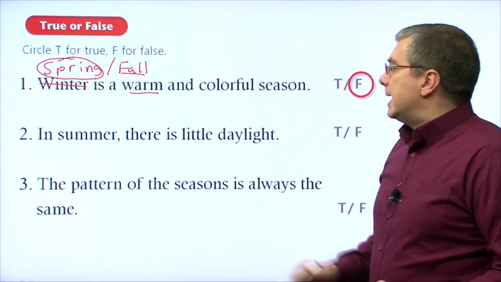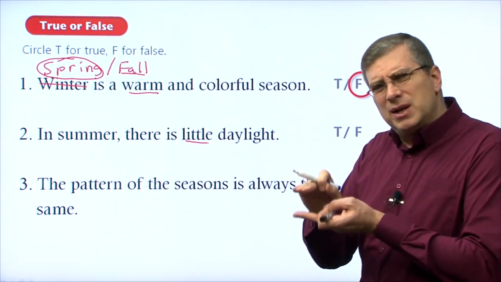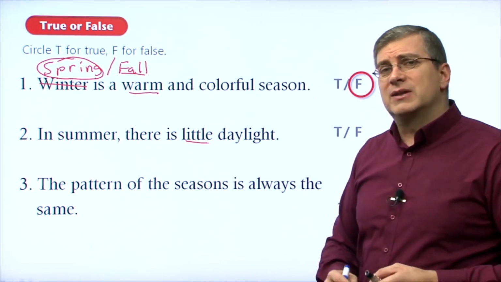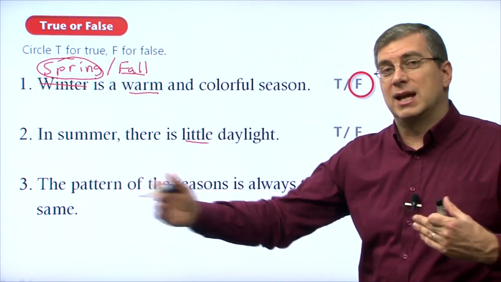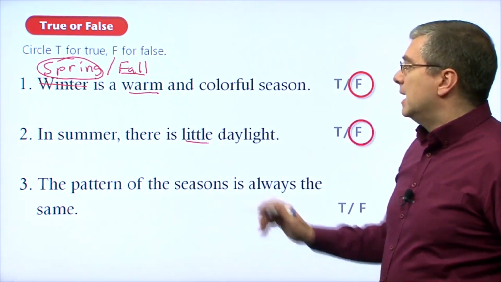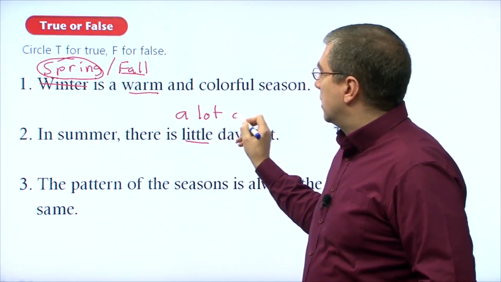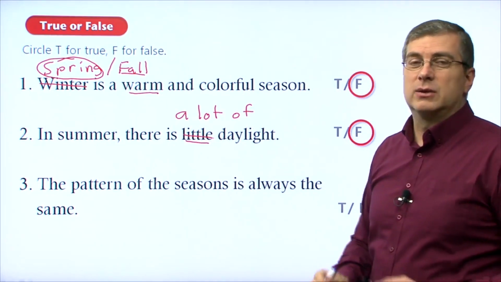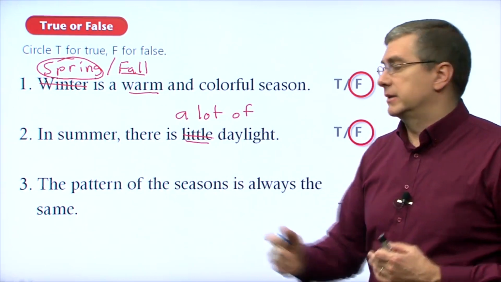Okay, number 2. In summer, there is little daylight. Little means not a lot. Just a little bit of daylight. Is that true? On the chart that we studied a couple of slides ago, we saw that summer had a lot of daylight. It was the longest time for daylight. They're the very long days for daylight. So that's not true, right? In the summer, there is a lot of daylight. Not little, but a lot of daylight. Okay, so in the summertime, there's a lot of daylight. Summer is a season with the most daylight.